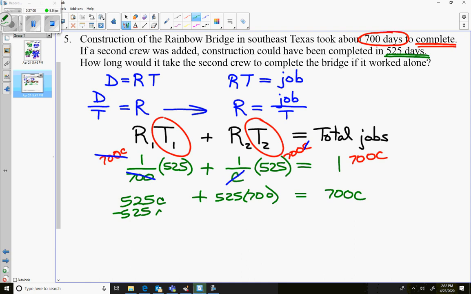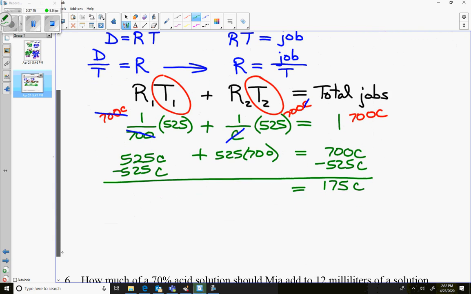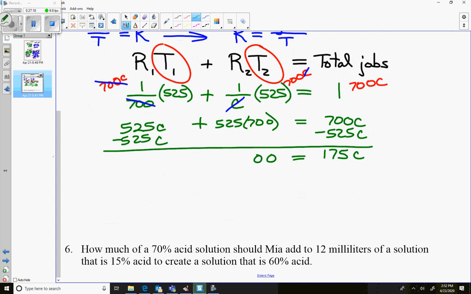Linear equation. So let's get all the C's on the same side of the equal sign. That leaves me with 175C equals whatever 525 times 700 is. 0, 0. 7 times 5 is 35. Carry a 3. 7 times 2 is 14 and 3 is 17. Carry a 1. 7 times 5 is 35 and 1 is 36. And then now simply divide by 175.